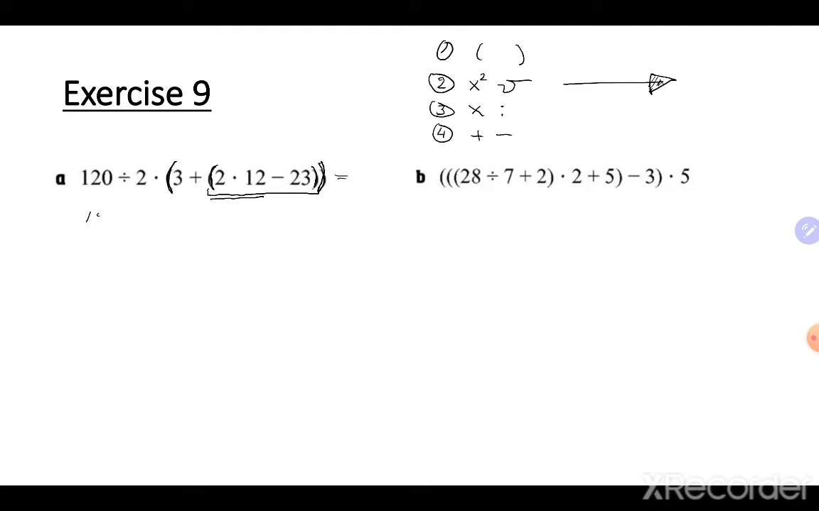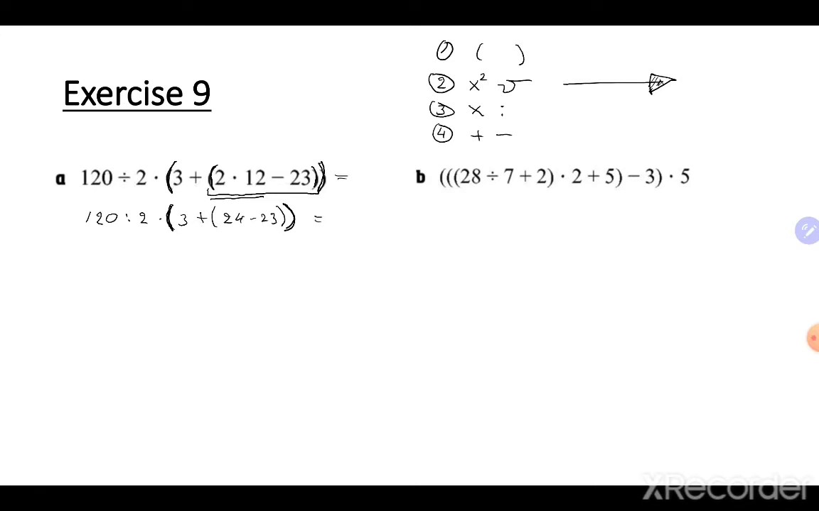What we are not gonna do anything. So 120 divide by 2, multiplying, opening the bracket, 3 plus opening the bracket again, and then 2 times 12 is 24. 24 minus 23. I'm gonna close the brackets again from the 24 minus 23 and close the bracket again from this one, the first opening bracket. All right.